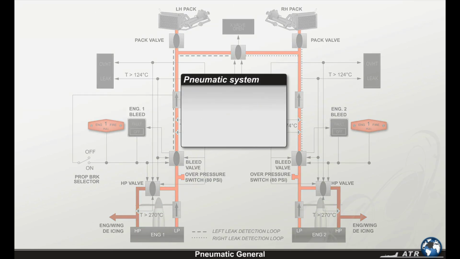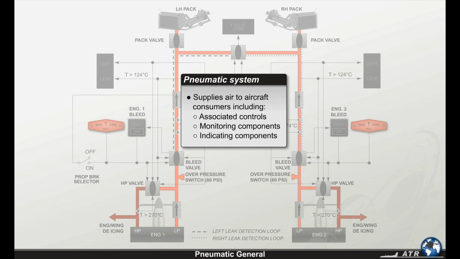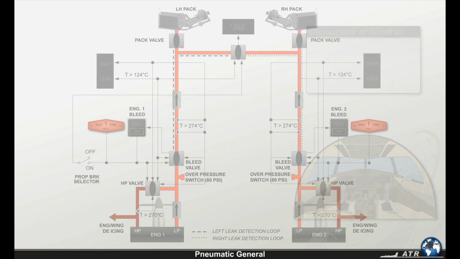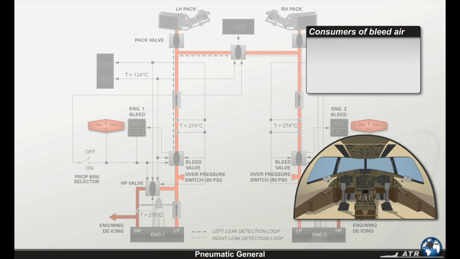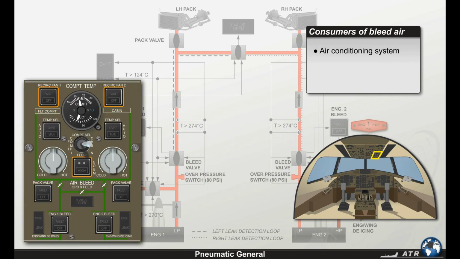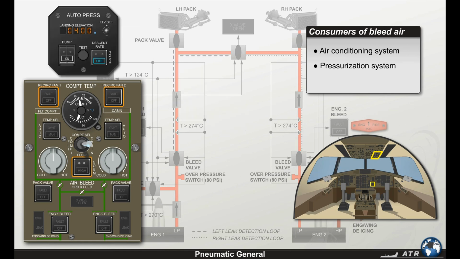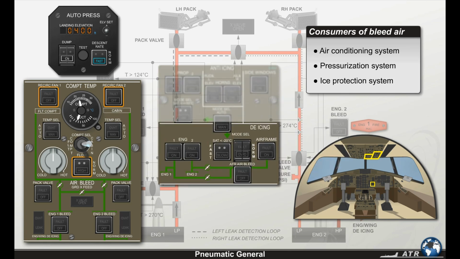The pneumatic system is composed of all systems designed to supply air to the aircraft consumers, including the associated controls, monitoring, and indicating components. The consumers of bleed air are the air conditioning system, the pressurization system, and the ice protection system.